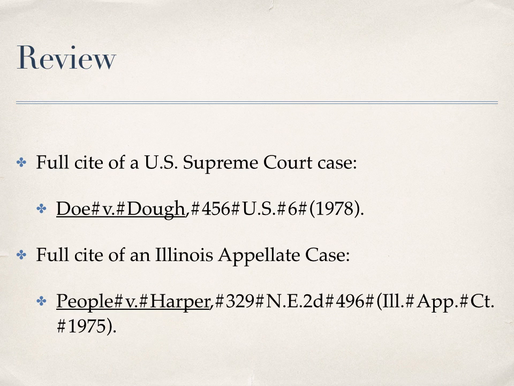The full cite of an Illinois appellate case might look something like the following. The name of the parties underlined, followed by a comma. Volume 329, space N period E period 2D, standing for the Northeastern Reporter. Notice there's no period after the 2D. And the 2D here, standing for second, follows that same rule we looked at earlier with respect to writing ordinals.